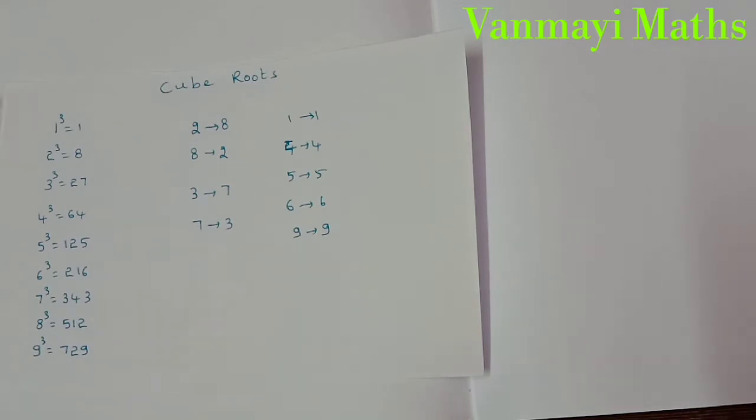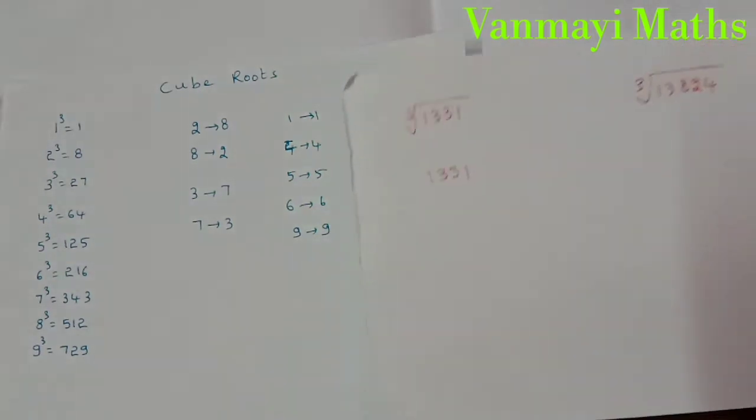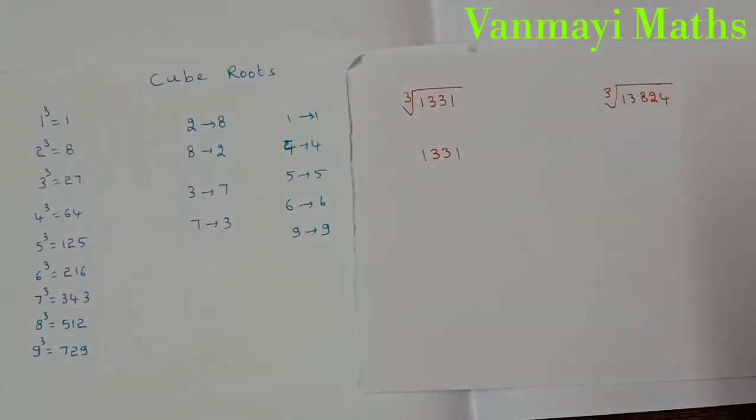So before that, you have to go through these things once, then you will easily find the cube roots. So we are going with finding cube roots of these numbers. First of all I am taking 1331.